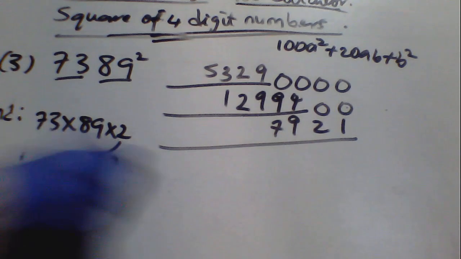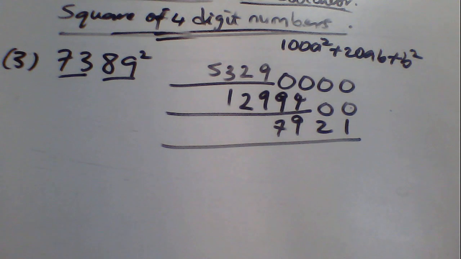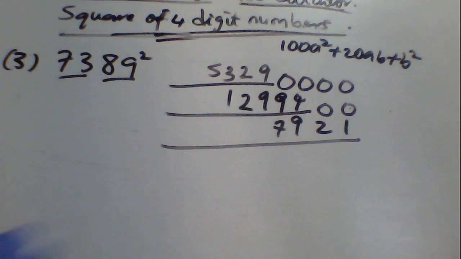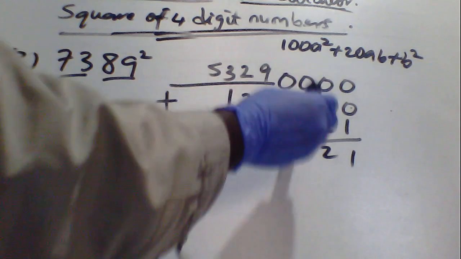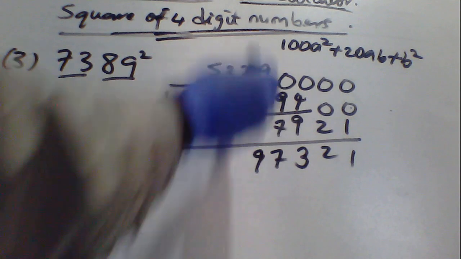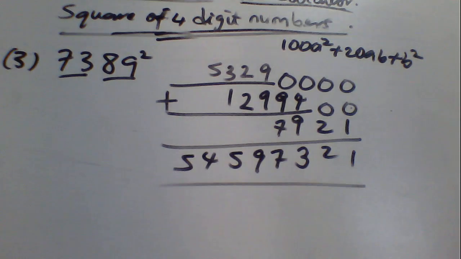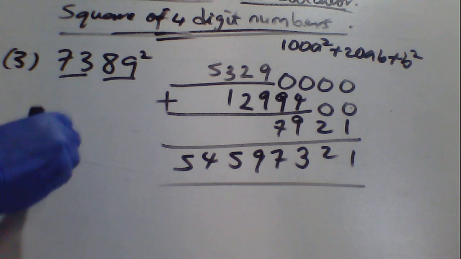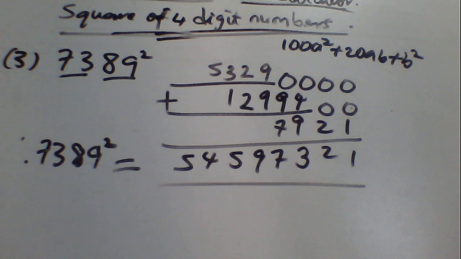Sum your results. So let's sum it. So in this case, you have 0, 0 plus 1 will give us what? This will give us 1, 2, this will give us 3, 7, 9, 5, 4, 5. Therefore, 7389 squared is equal to 54,597,321.